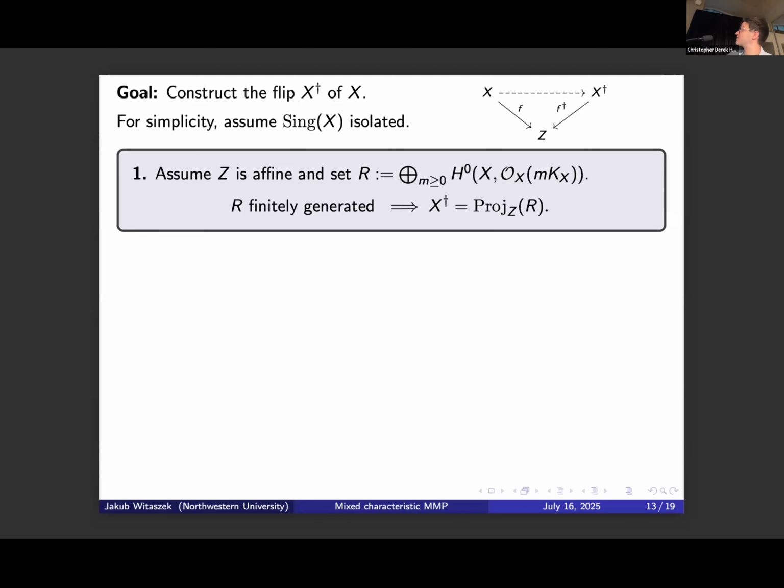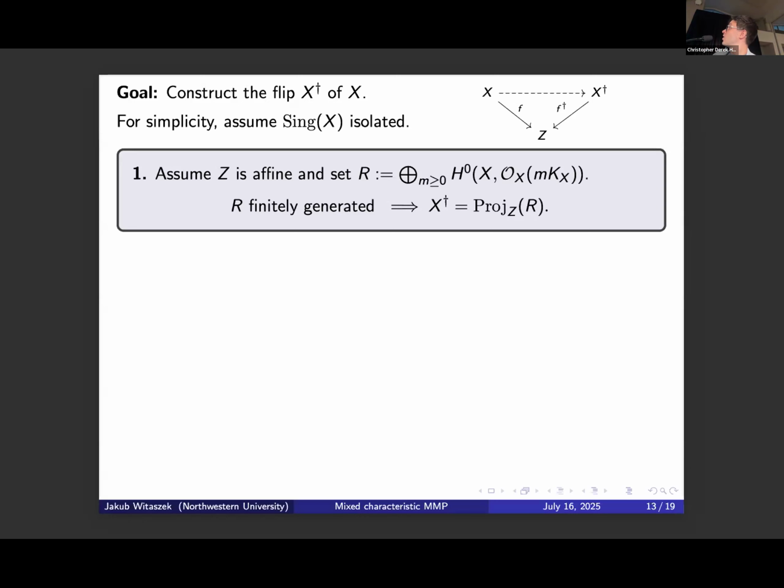Okay, so let's look at the diagram on the right. I'm starting with a flipping contraction, X to Z, denoted f. And my goal is to construct this flip, this X† over Z. Recall the flip is a small map over Z, but the canonical divisor on the flip is now relatively ample. I will assume for simplicity that the singularities of X are isolated. Things work in general, but this is going to make my life a bit easier. So the first thing you observe, that's the first box, is that the construction of flips is a local property over Z. So we may assume that Z is affine.